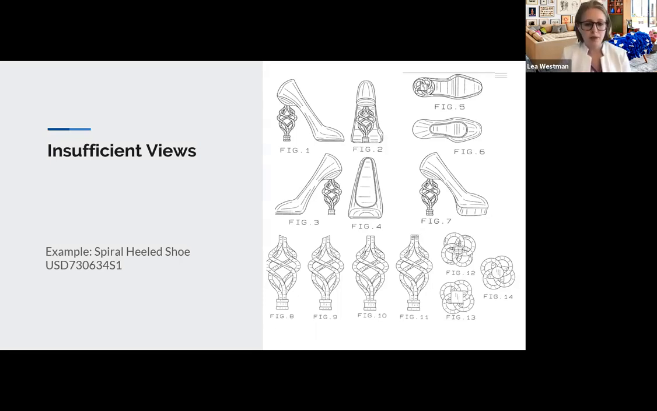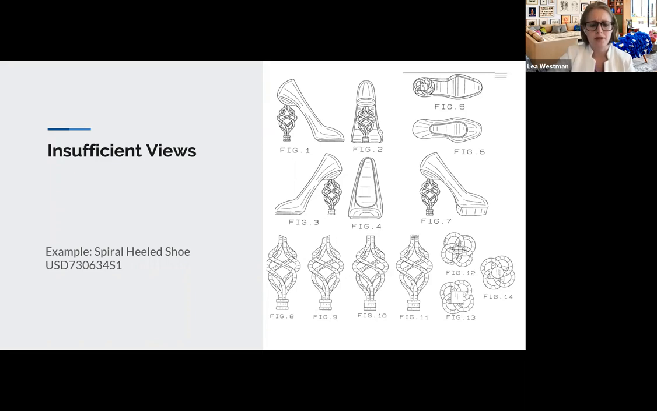Now, here's the thing. Many of us have seen a high-heeled shoe before. We could imagine, for instance, what figure 4 would look like, right? We don't necessarily need figure 4 looking from the toe back up to the heel. We don't need that in front of us to visualize what it looks like. But nonetheless, to fully enable this design, you have to have that view. You have to talk to the draftsman about placing that in there.